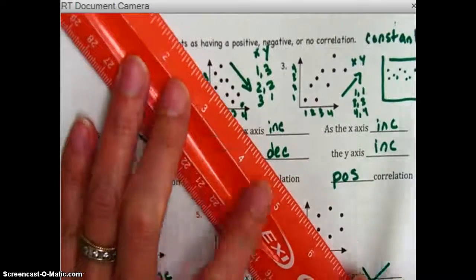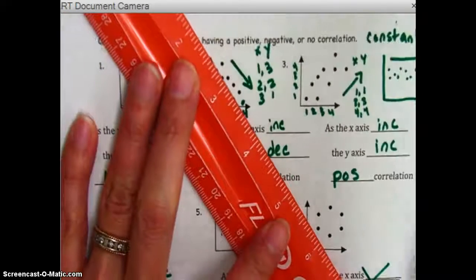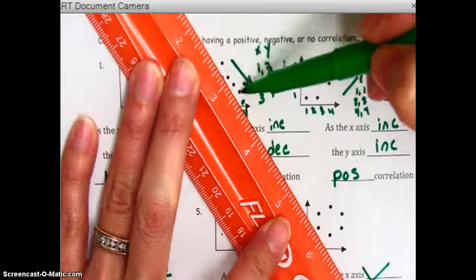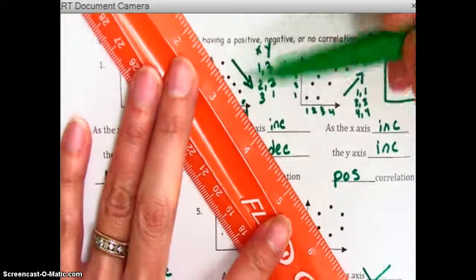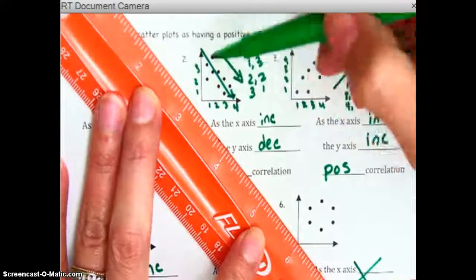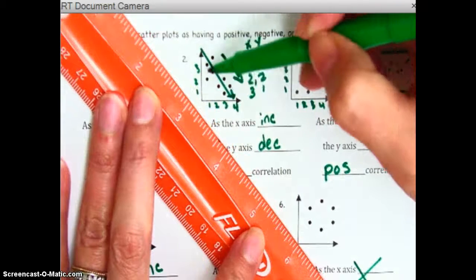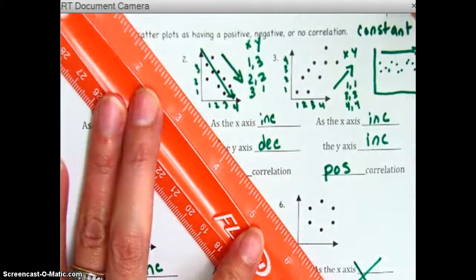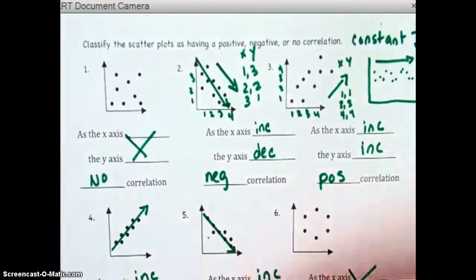This one here, remember, you're trying to get about halfway through the points. So here, if I drew my line here, I would have 1, 2, 3, 4, and then 1, 2, 3, 4. So my line of best fit for this one would be about right here, because you have 1, 2, 3, 4 above it, and 1, 2, 3, 4, 5 below it. So that's about halfway. And you're just trying to get the best fit. It's not going to be a perfect fit.